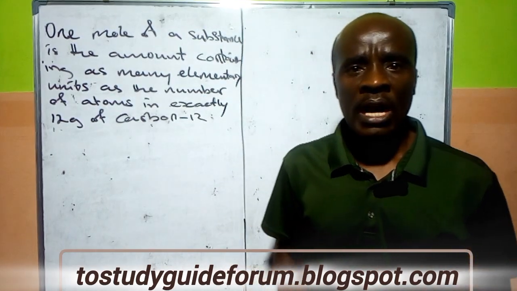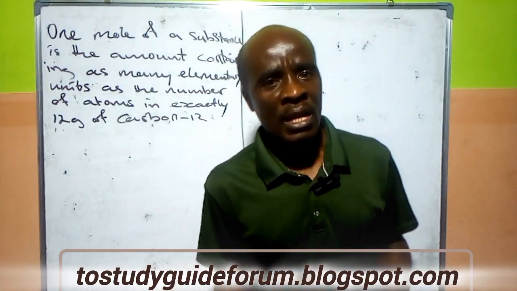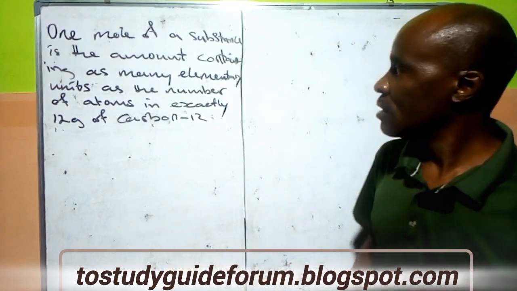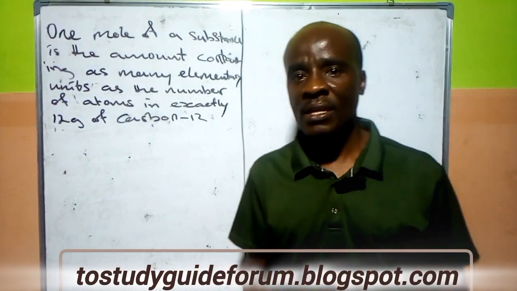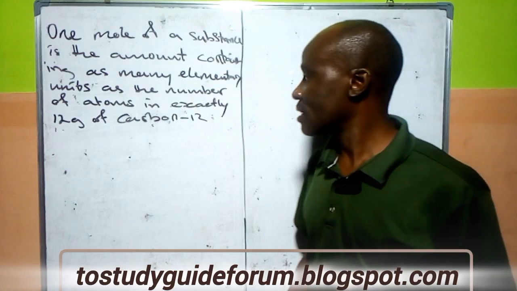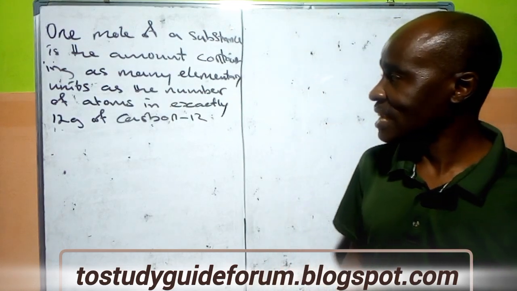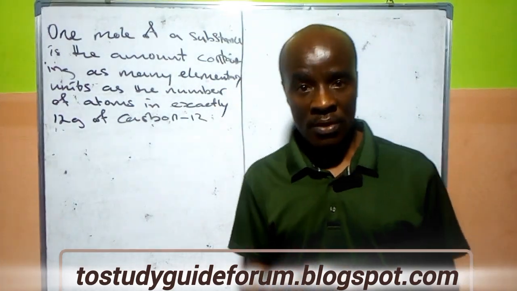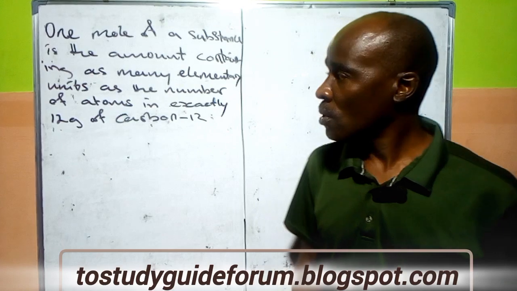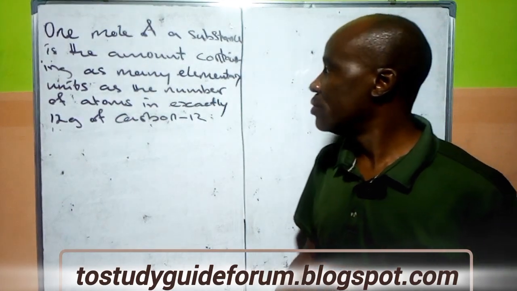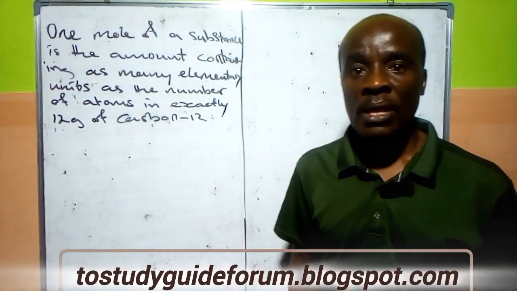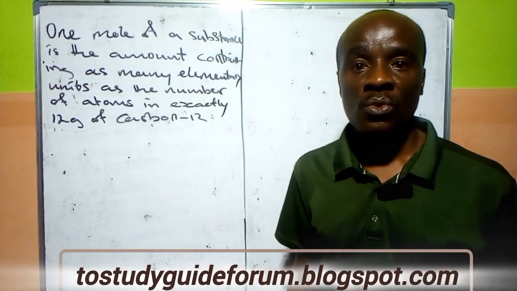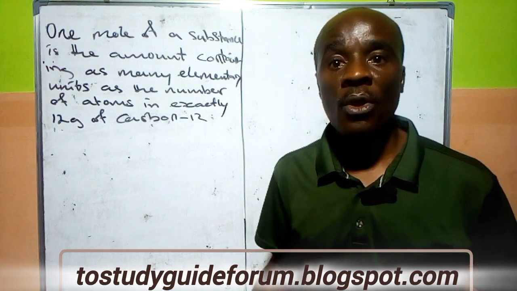Now, this idea helps us understand that one mole of a substance is the amount containing as many elementary units as the number of atoms in exactly 12 grams of carbon 12. Now, what does this really mean? Elementary units, what does this mean? It simply means that these elementary units could be ions, it could be atoms, it could be molecules.